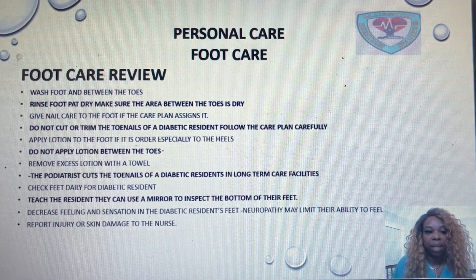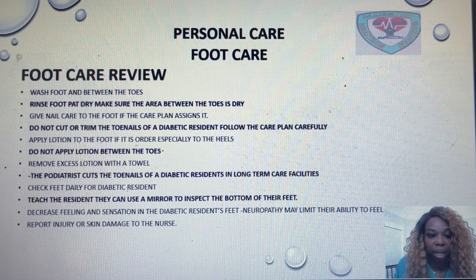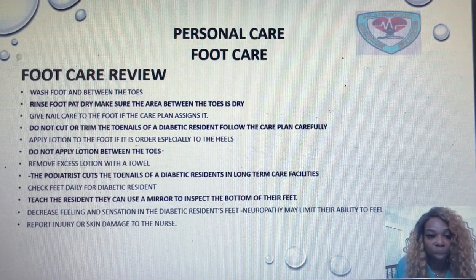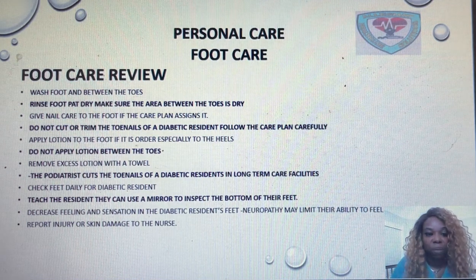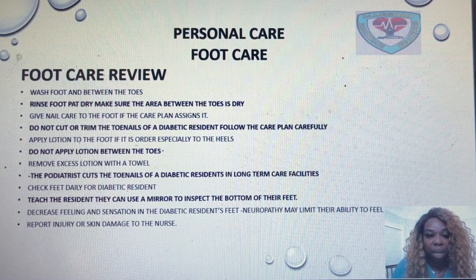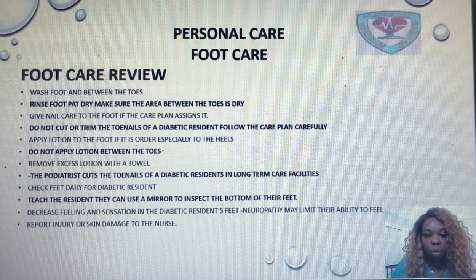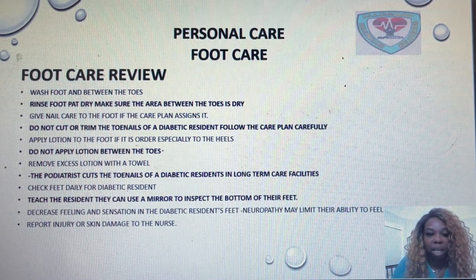If the care plan allows it, you want to apply lotion to the foot, especially to the heels. You do not want to apply lotion in between the toes. You want to remove any excess lotion with a towel. Most facilities have a podiatrist to come in to actually cut the toenails of a diabetic resident or a resident that has a disease process that causes delayed healing.